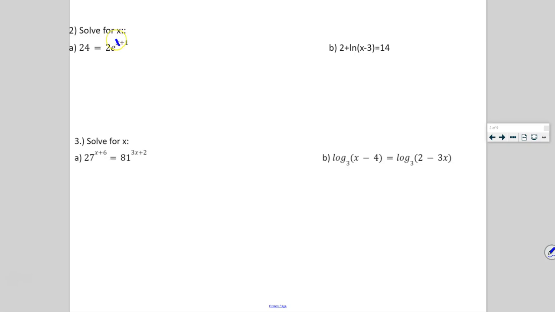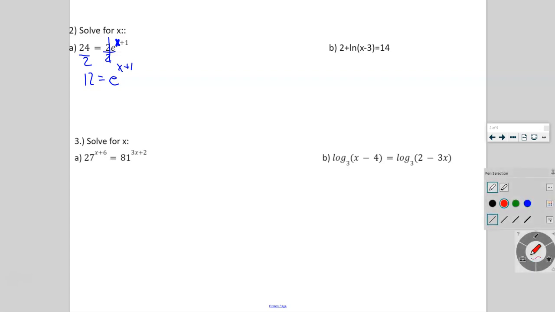All right, in example 2a, we are solving for x. X is in our exponent right here. So to solve for x, I got to get rid of everything around it. First, I'm going to get rid of my 2, move it to the other side. So divide both sides by 2, because there is a multiplication, so the opposite operation would be division. These 2's are going to cancel out. 24 divided by 2 gives me 12. E to the x plus 1. Now we know that the inverse of e is ln, so to undo the operation, I'm going to put a ln here. E and ln will cancel out.